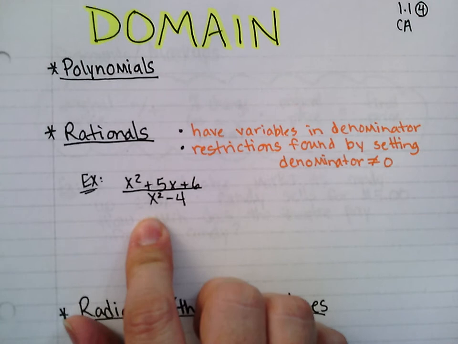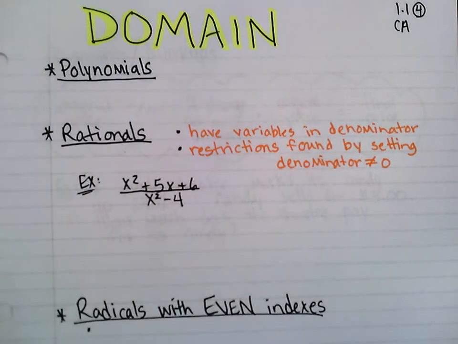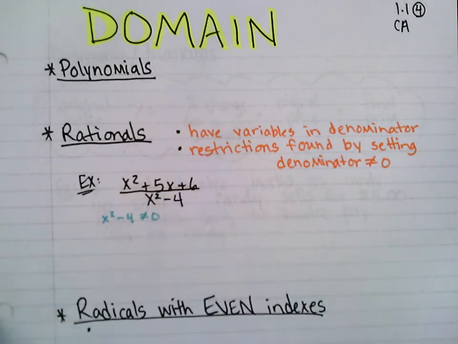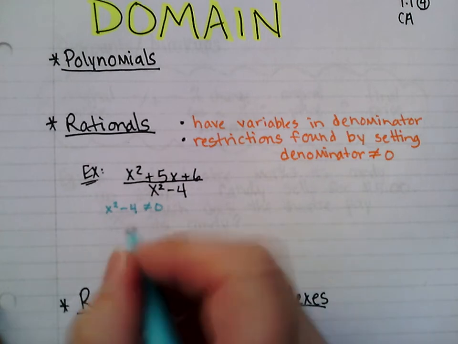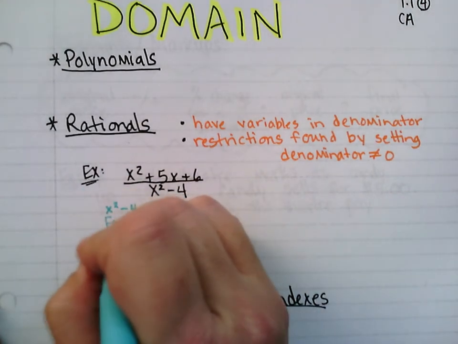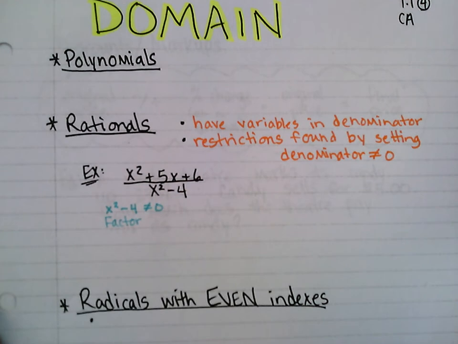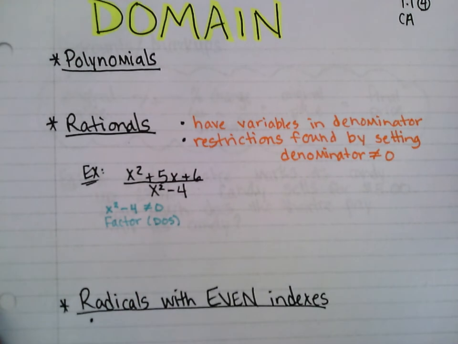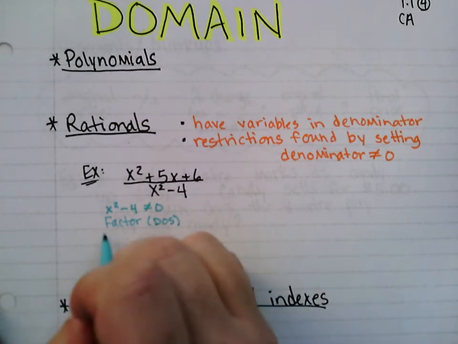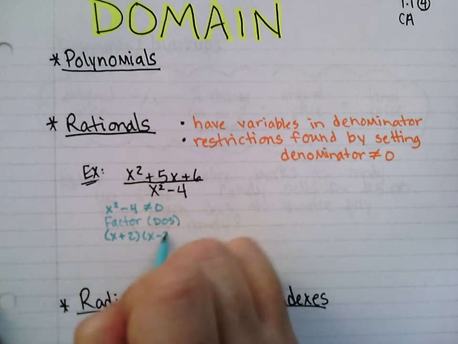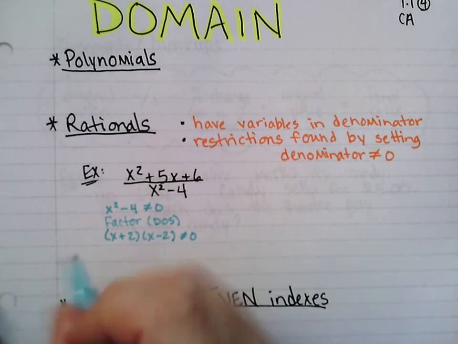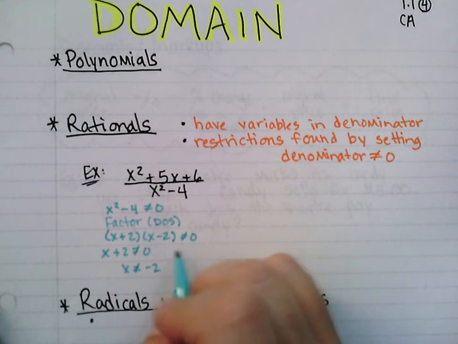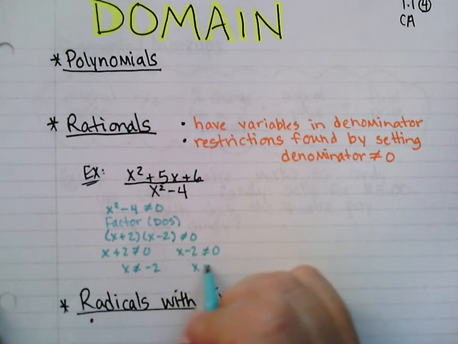I see that I have x squared minus 4 in my denominator. So I want to set my denominator, x squared minus 4 cannot equal 0. And then to be able to solve that inequality, I'm going to need to factor x squared minus 4. Remember that is difference of squares. So it's going to factor to x plus 2 times x minus 2, which of course means that x plus 2 cannot equal 0, or x cannot equal negative 2. X minus 2 cannot equal 0, or x cannot equal 2.